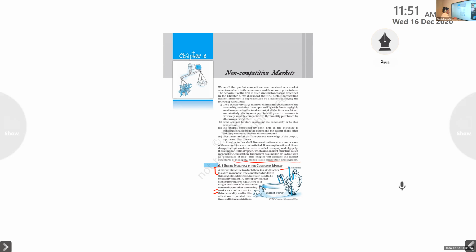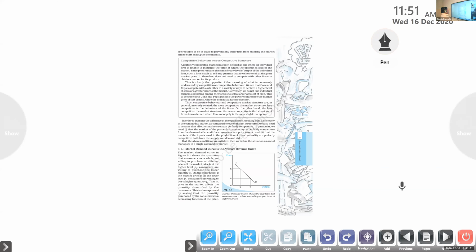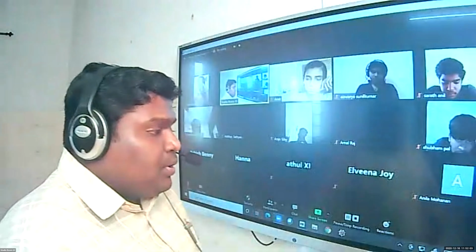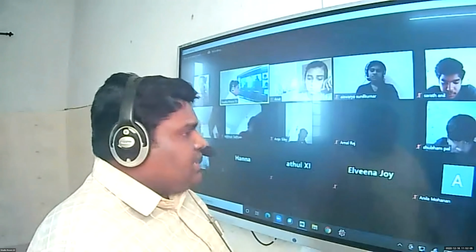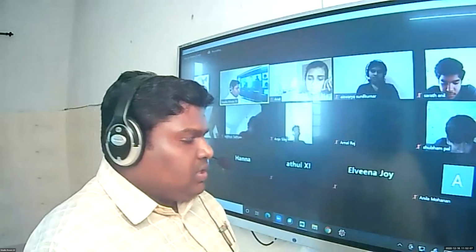For example, we are reading here. No other commodity works as a substitute for this commodity. And for this situation to persist over time, sufficient restrictions are required to be in place to prevent any other firm from entering the market and starting to sell the commodity. So, in the monopoly, the producer is producing and selling that product with no substitute.